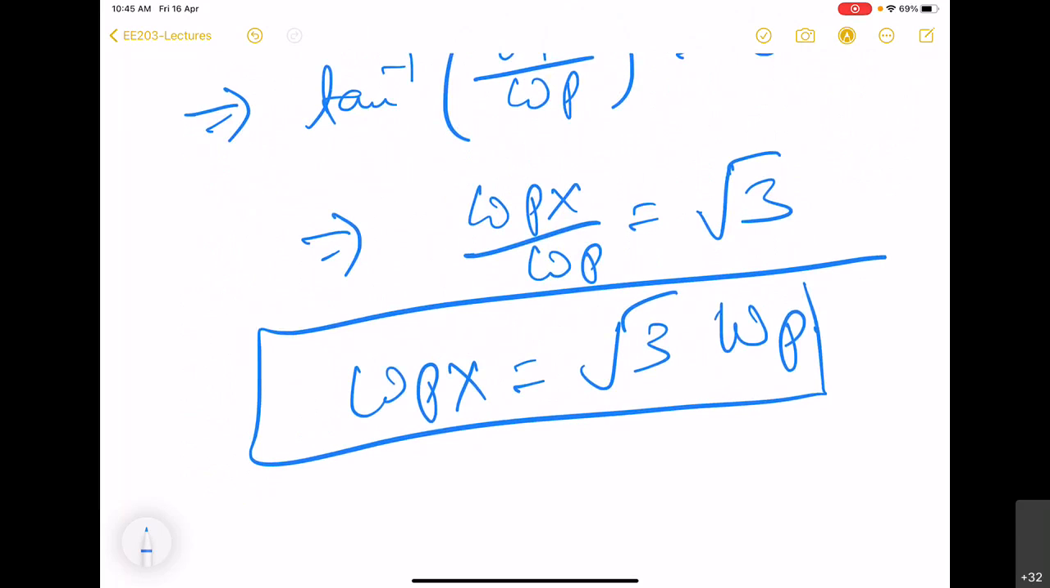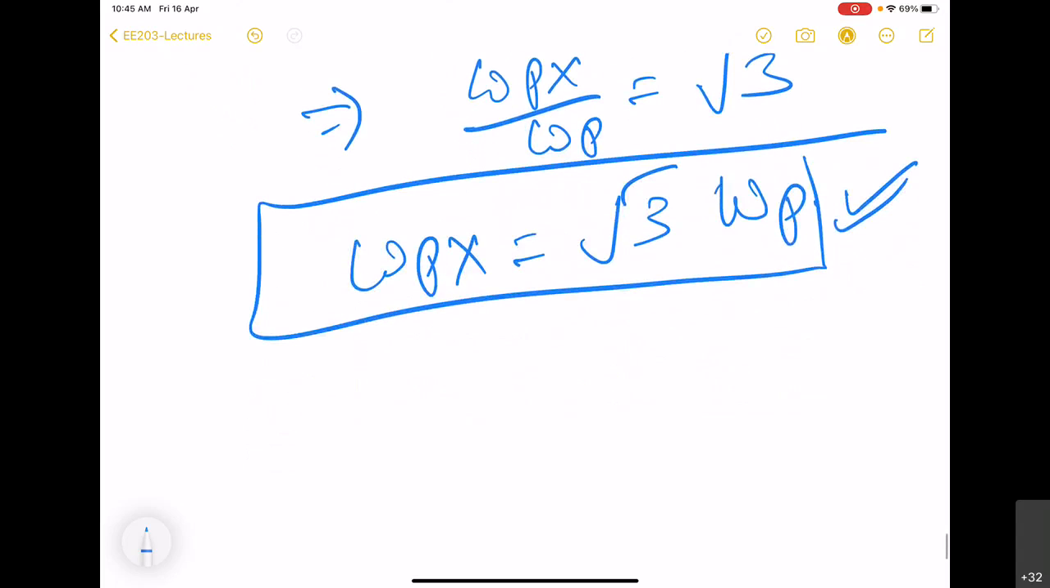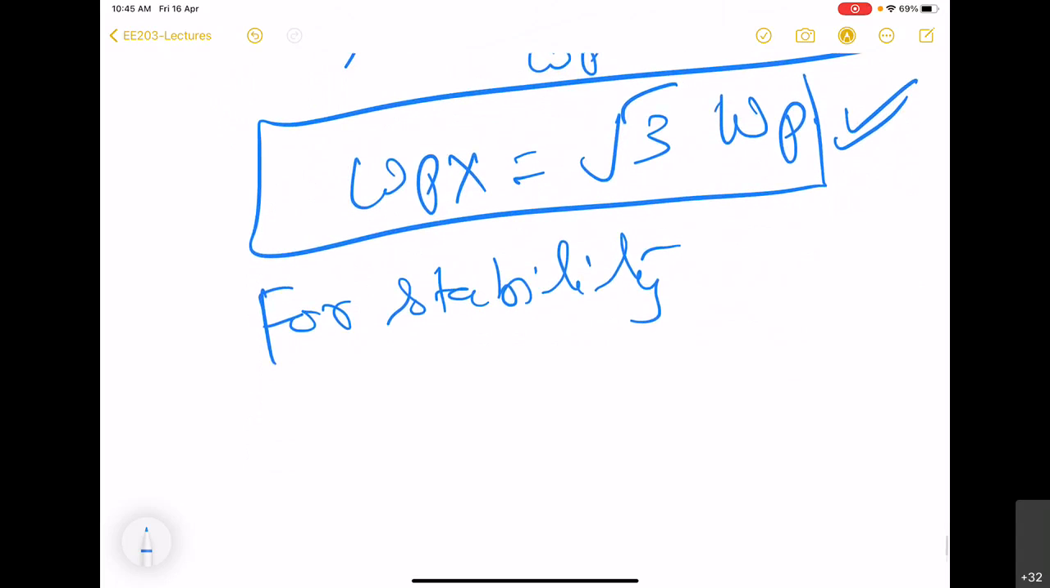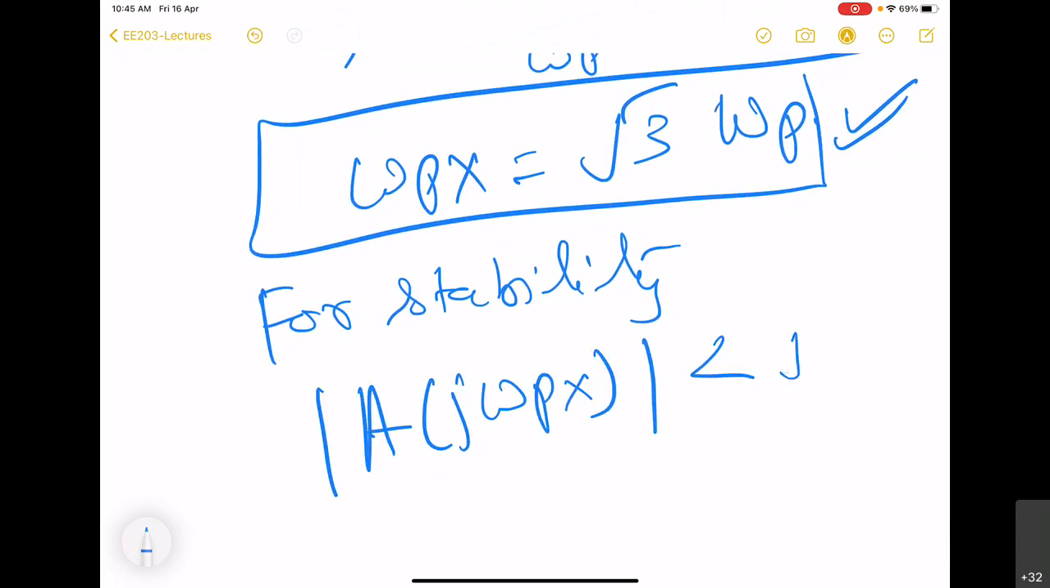Now at this frequency, what we should have is gain less than or equal to 1. If the gain at this frequency is less than 1, then this amplifier, if it is put in a negative feedback with beta equal to 1, will be stable. So for stability, A at omega px should be less than 1.